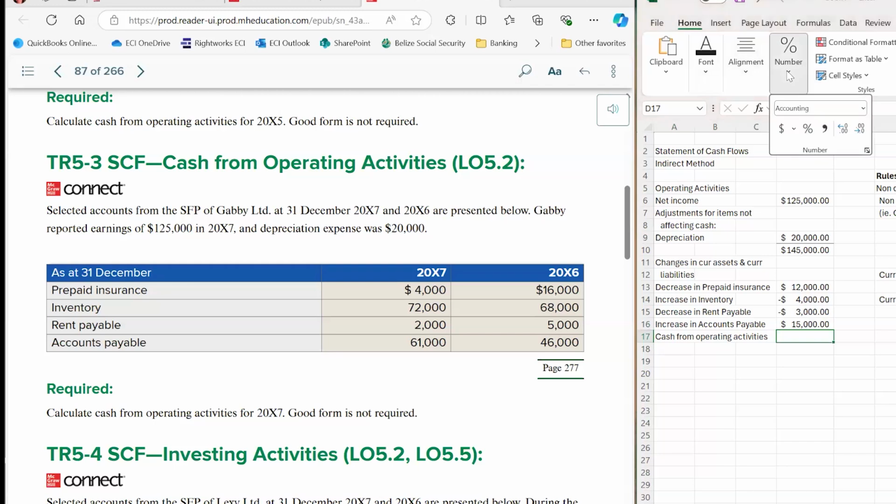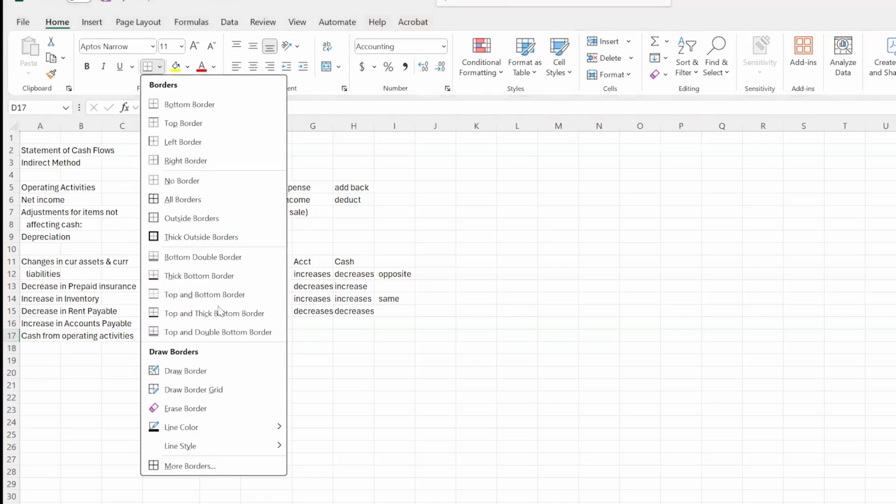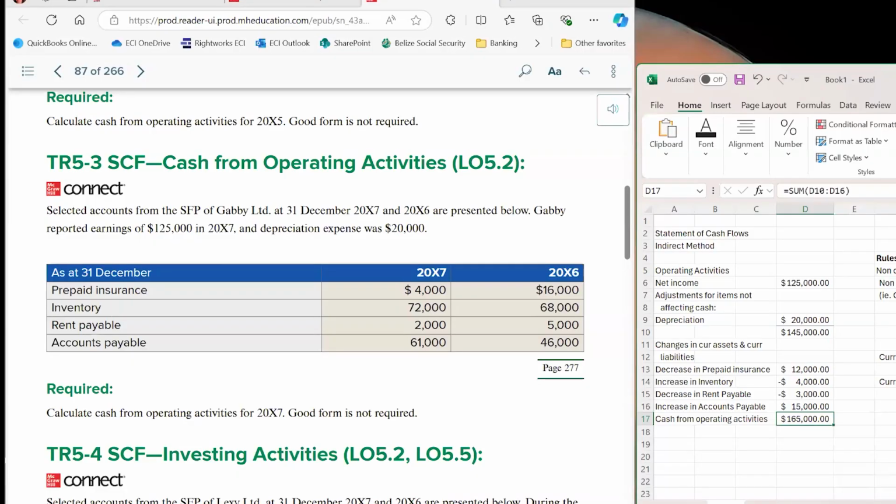Gotta find where my formulas are when I'm not in full Excel. I'm just gonna basically make this full so I can see my auto sum, and it's that plus all of these. And here is my cash from operations. So this matches the solution that you'll find. The cash from operating activities is 165,000 in this specific example.